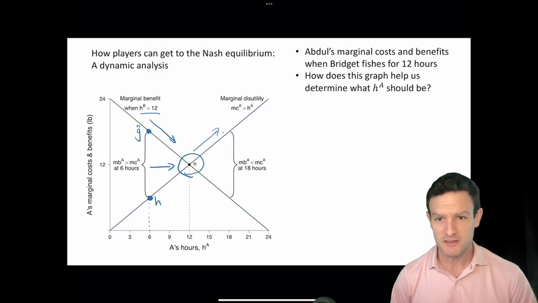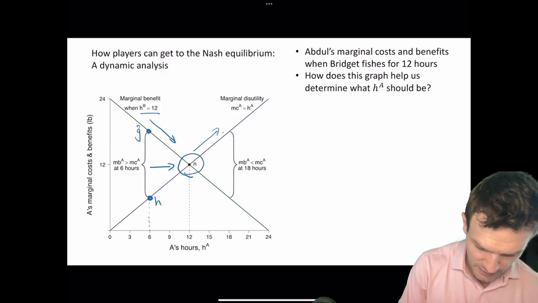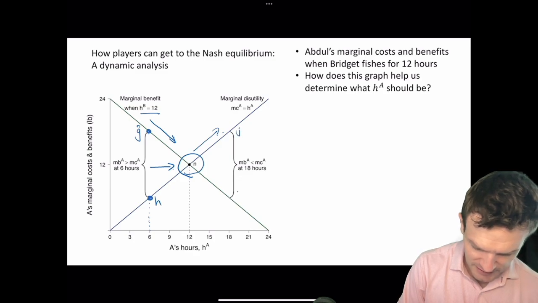Now, let's look at two different points. I'm going to call those points J and K.